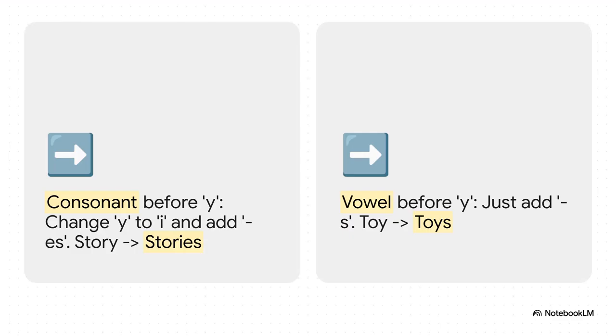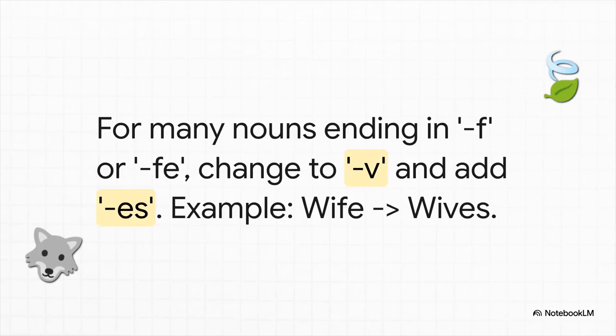So for words ending in Y, here's the secret. It's all about the letter right before the Y. If it's a consonant, like the R in story, you do a little switcheroo. You change the Y to an I and add ES. So story becomes stories. But if the letter before the Y is a vowel, like the O in toy or the E in donkey, you just follow the golden rule and add an S. Toys, donkeys, easy.